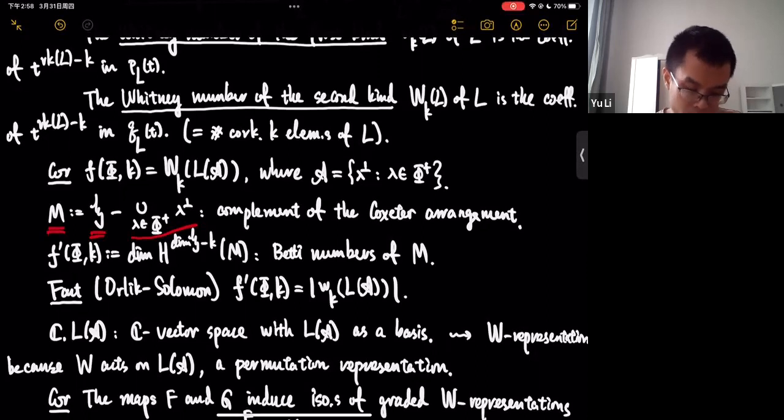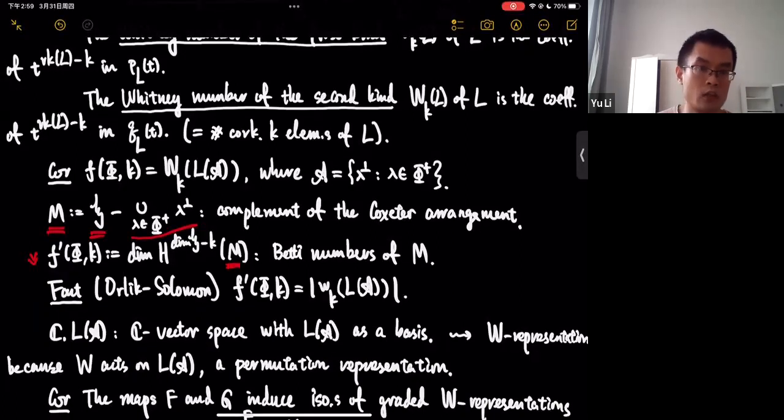Then you can compute the cohomology of this M. This is done by Orlik and Solomon. One of the results they proved is that, if you denote by f prime of phi comma k the dimension of the cohomology of M in a certain degree, then f prime is equal to the absolute value of the Whitney number of the first kind.